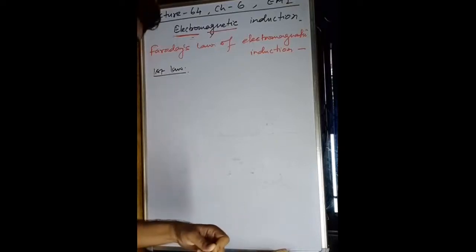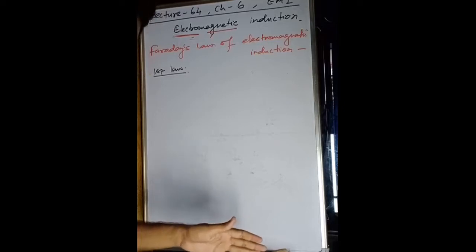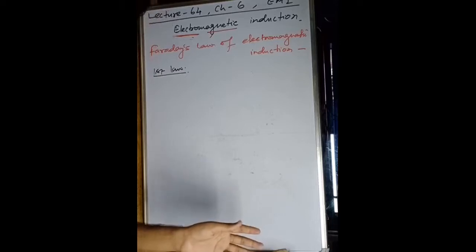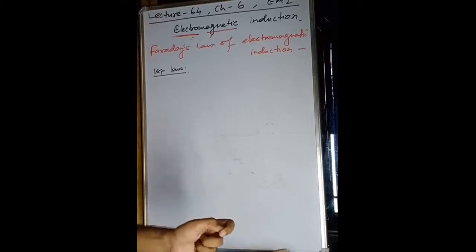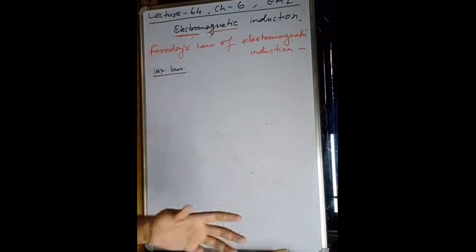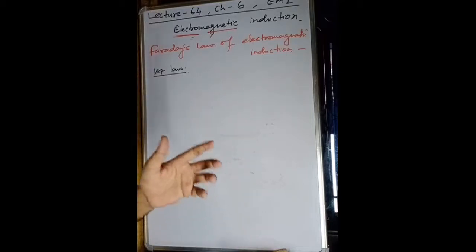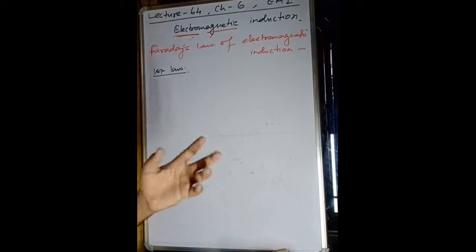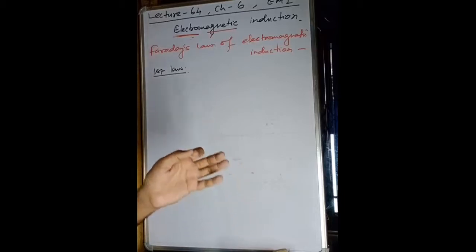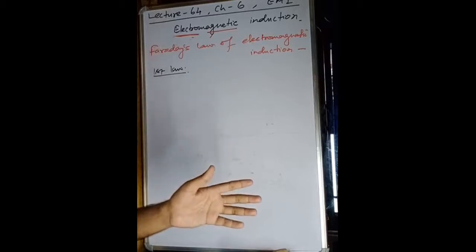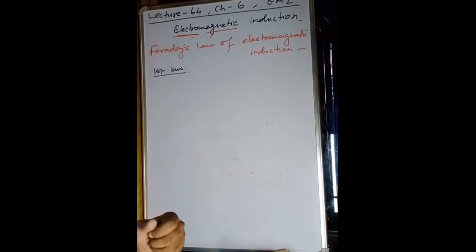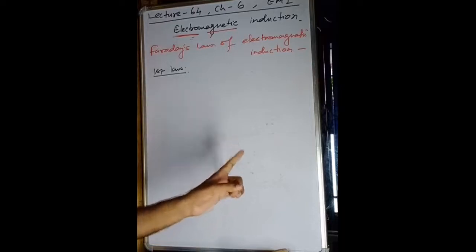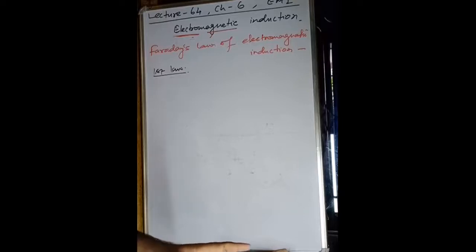This EMF induced lasts as long as the magnetic flux changes. Full stop. This is your first law. What does it mean by the first law? According to this first law, the EMF will be induced and it will last as long as the flux changes. If the change in magnetic flux stops, the EMF induced will be 0 and the current will be 0. Remember, the EMF induced will not remain constant.